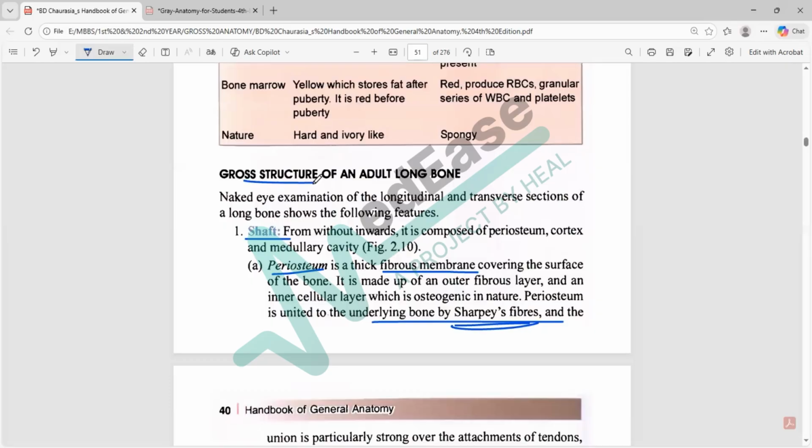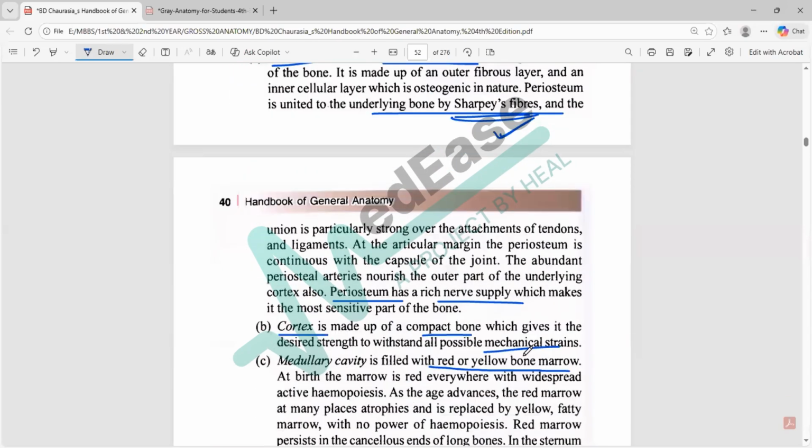Now, for the gross structure, we need to remember we have the shaft, which is also known as the diaphysis, which is surrounded by the periosteum, a fibrous membrane attached to the shaft mainly by Sharpey's fibers, and this also contains rich nerves and blood vessels as well. You can see the periosteum is very richly supplied by nerves.